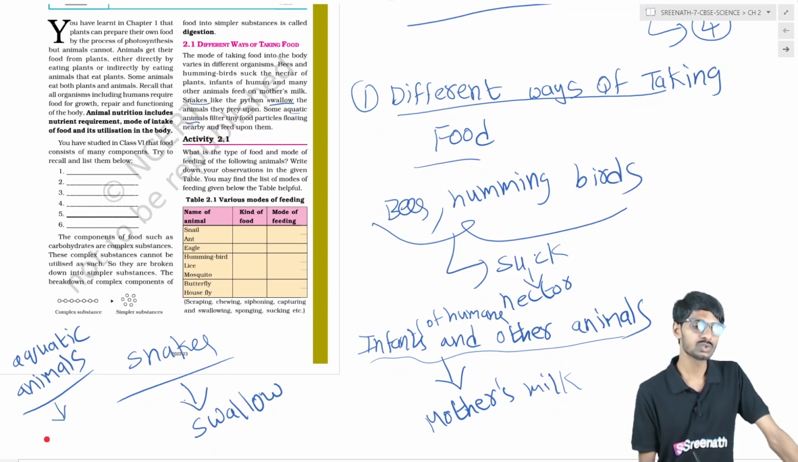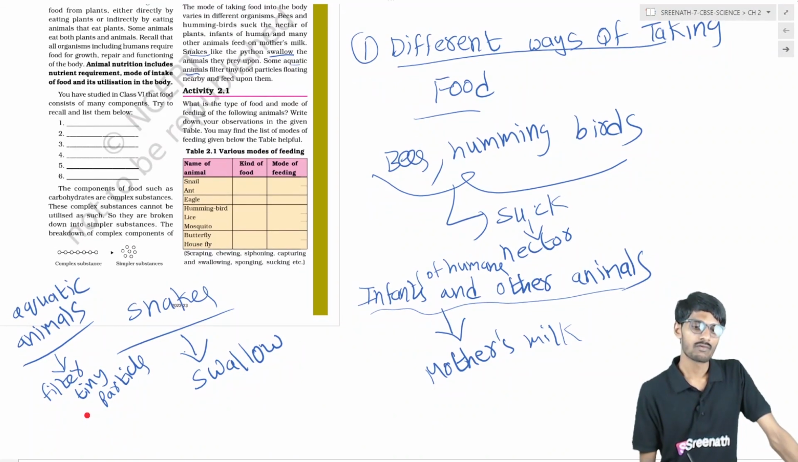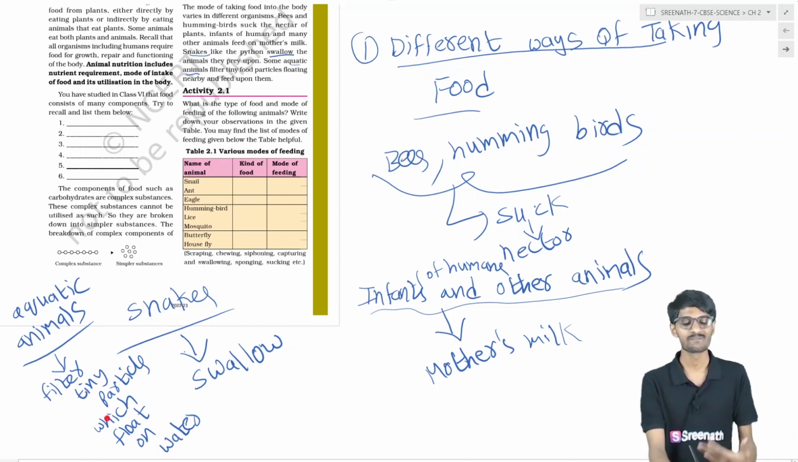So what will they do? They will filter tiny particles from water which flows, tiny particles which float on water. Some aquatic animals will filter the tiny particles of food which float on water.